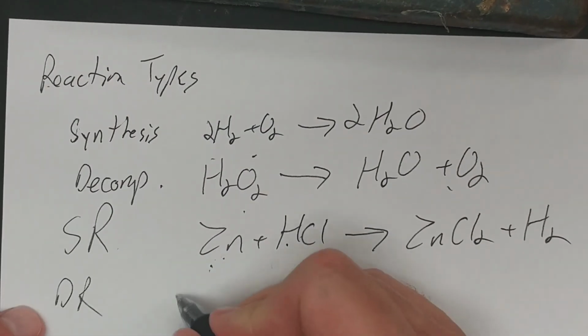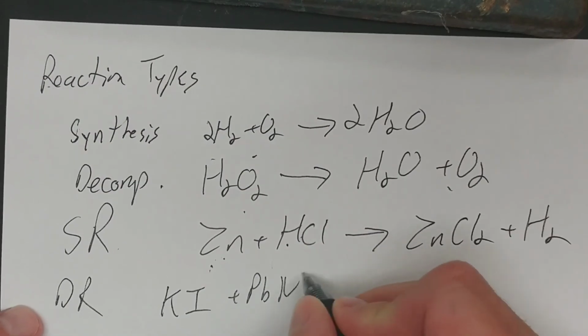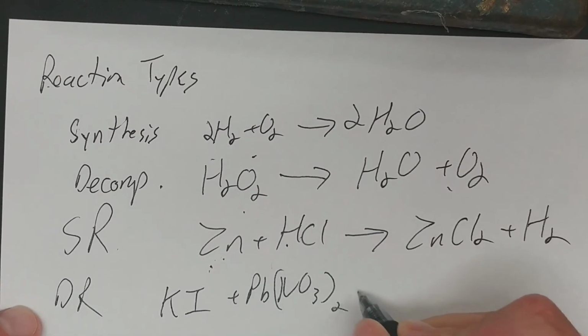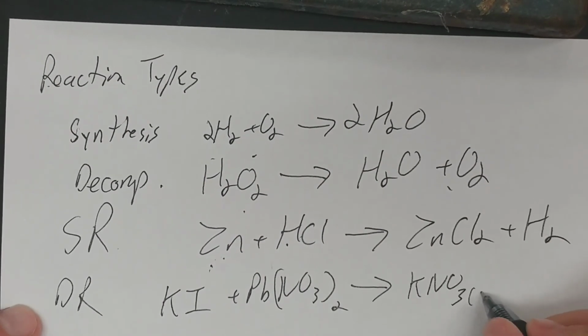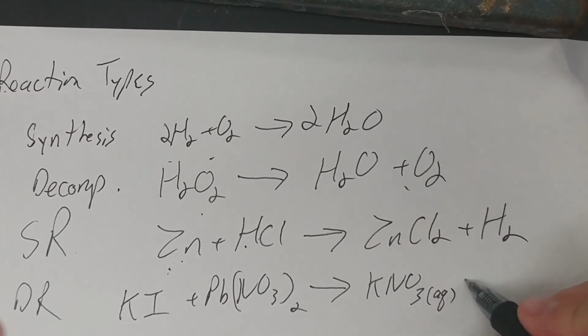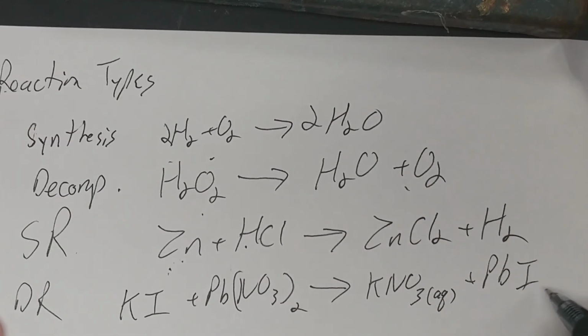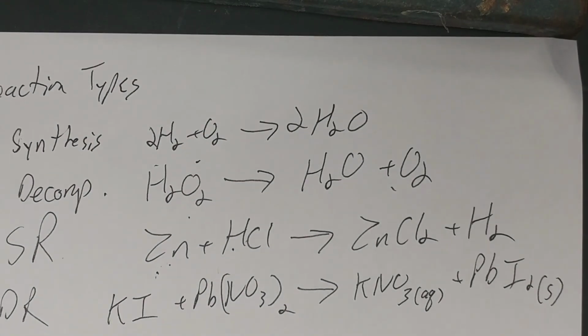Double replacement. I did the demonstration of potassium iodide with the lead nitrate. We got potassium nitrate. That was aqueous, so we didn't see anything. And lead iodide, which was that bright yellow solid. That's why it turned bright yellow instantly.